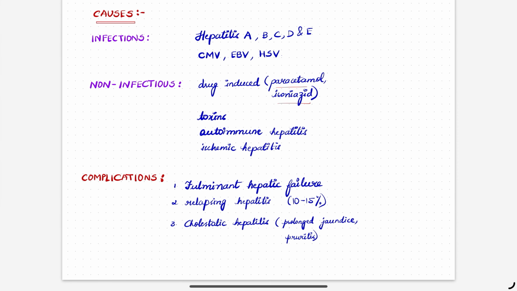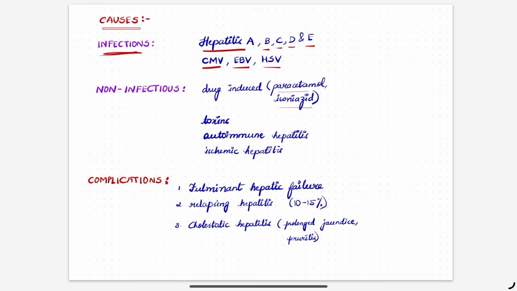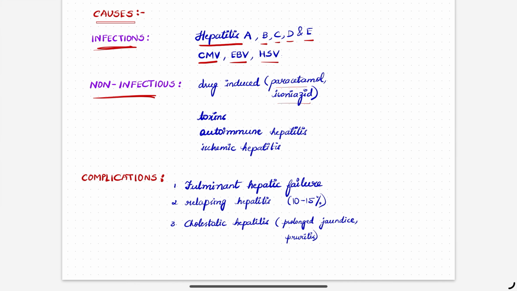Coming to the second question, what are the causes of hepatitis A? The causes of viral hepatitis are infections caused by viruses such as hepatitis A, B, C, D, E. Hepatitis viruses are the most commonly known. Other viruses are cytomegalovirus, Epstein-Barr virus, herpes simplex virus. And non-infectious causes are also present.